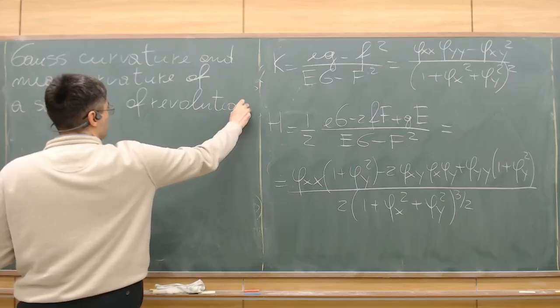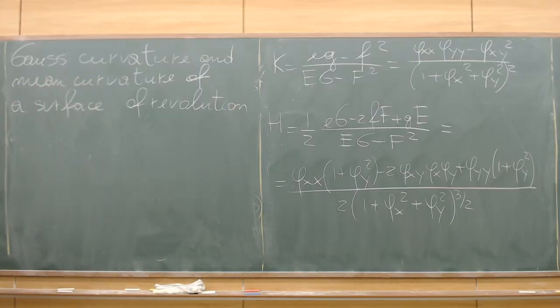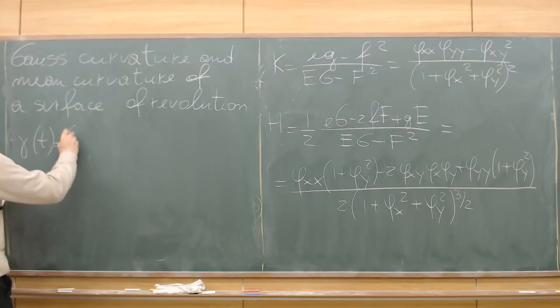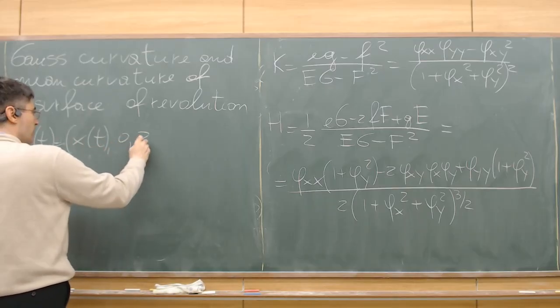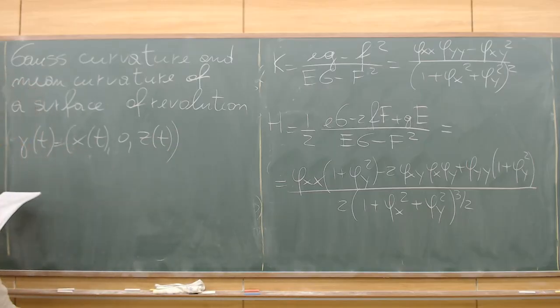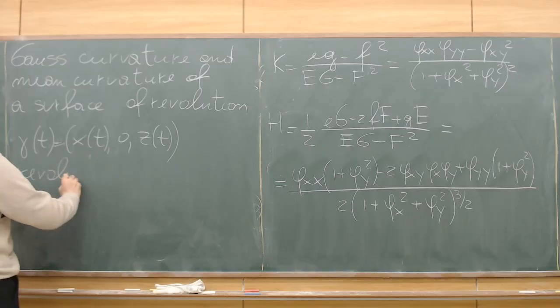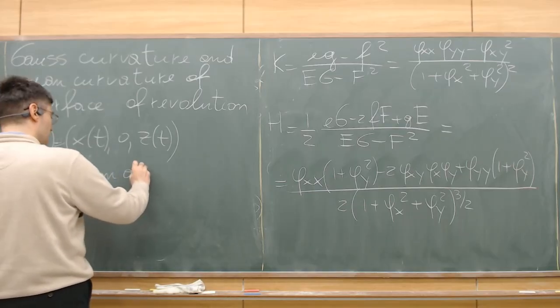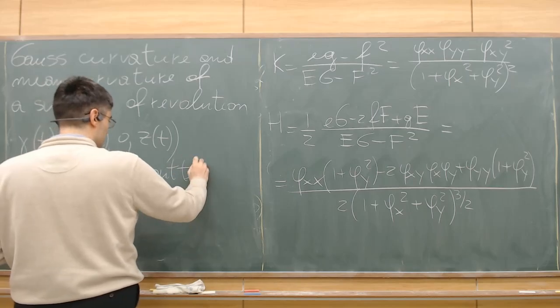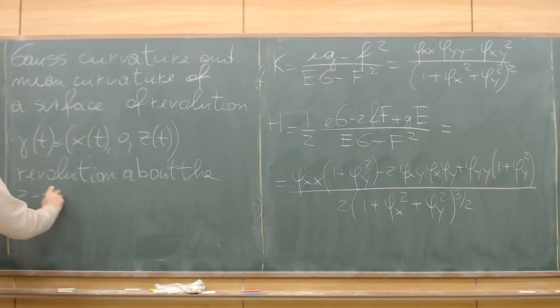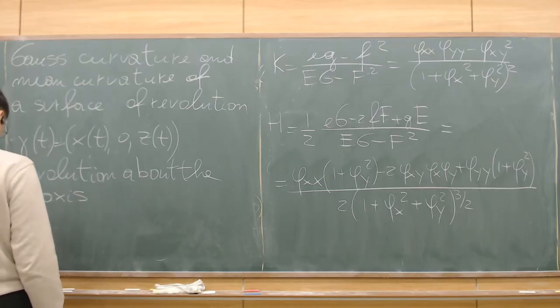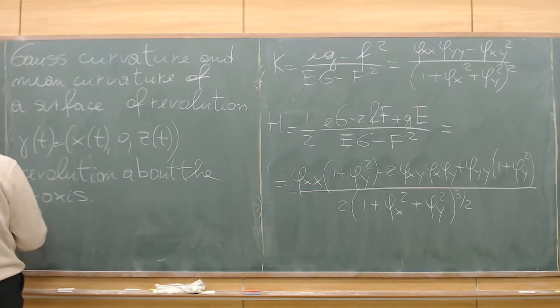Is the one of surfaces of revolution. So suppose that gamma of t is the regular curve having this form, that we rotate around the z-axis. And we will suppose that gamma is parameterized by arc length.